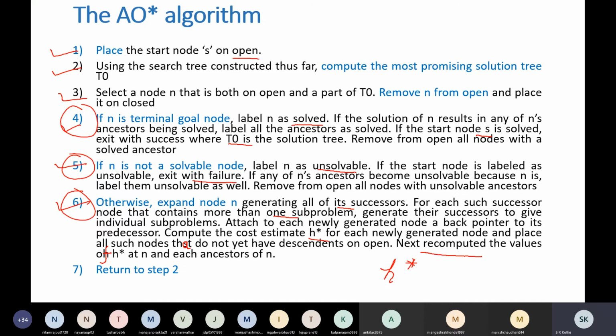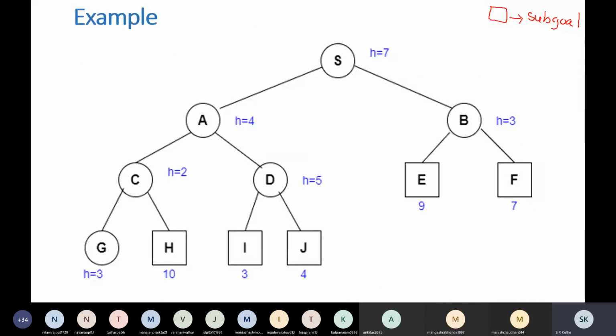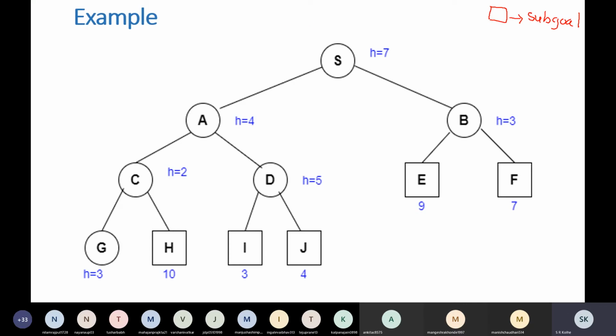Go back to the algorithm. Place starting node S on open. So start with node S. Is it a goal? No. Why not? Because as I told you, sub-goals are shown with rectangles. So S is not a goal. Then what to do? Explore this S.